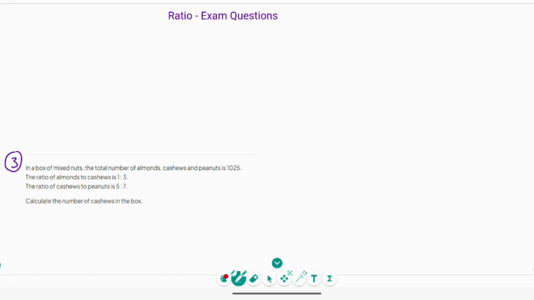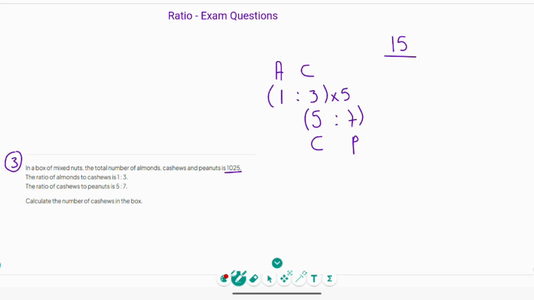Question 3. In a box of mixed nuts, the total number of almonds, cashews and peanuts is 1025. The ratio of almonds to cashews is 1 to 3. Cashews to peanuts is 5 to 7. We need to get it all in a 3-way ratio first. So have a look. Almonds, cashews to peanuts. We need to get our cashews the same. The lowest common multiple of 3 and 5 is 15. So we're going to multiply the top ratio by 5 because we need to make our cashews into 15. And the bottom ratio by 3 again because we need to make our cashews into 15.